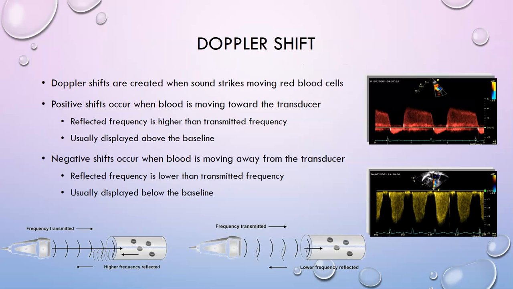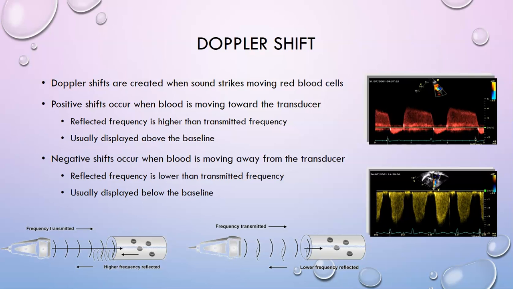Doppler shifts are created whenever the sound strikes moving red blood cells. By the way, this echo off of moving red blood cells is Rayleigh scattering, and Rayleigh scattering, if you remember, increases with the fourth power of the frequency. So if we double our frequency, we're going to get 16 times more reflection off of blood cells. So anyhow, Doppler shifts are created when the sound strikes moving red blood cells.